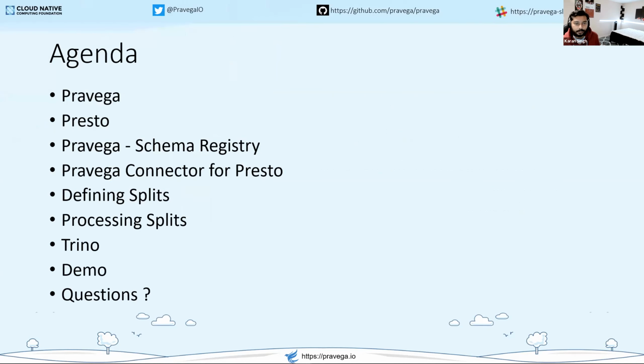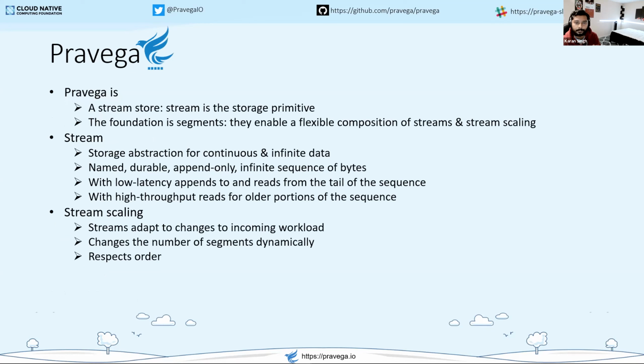The topics that we'll be discussing in this presentation: we'll start with a brief overview about Pravega, moving on to defining some concepts and jargon about Presto, followed by schema registry, which is one of Pravega's projects, which we use as we build the connector for Pravega. Moving on to the Pravega connector for Presto, where Andy will be taking over, and defining splits, processing splits, and then talking a little bit about Trino, followed by a brief demo, and then questions, if any. So let's dive straight into it.